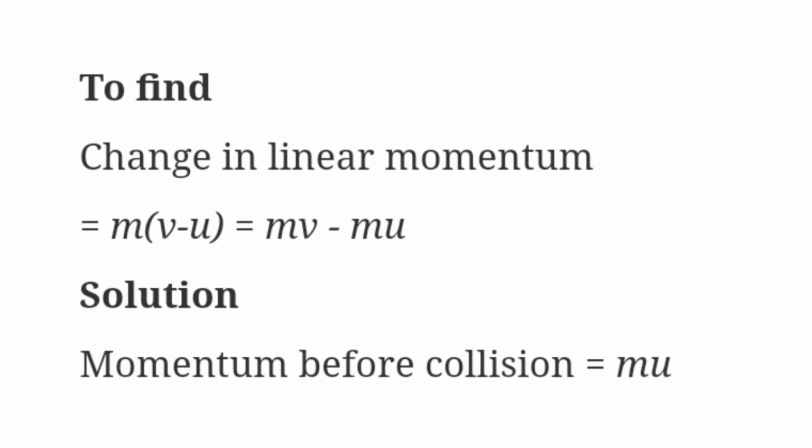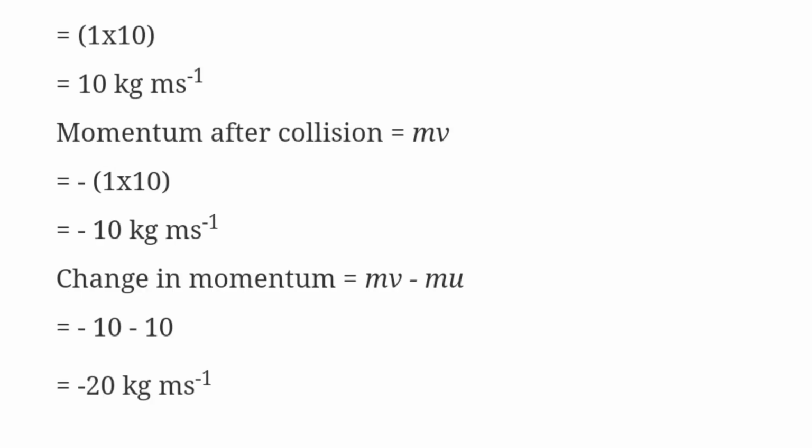Solution: momentum before collision is equal to mu, equal to 1 into 10, which is equal to 10 kilogram m s^-1. Momentum after collision is equal to mv, equal to minus 1 into 10, which is equal to minus 10 kilogram m s^-1. Change in momentum is equal to mv minus mu, which is equal to minus 10 minus 10. Answer: minus 20 kilogram m s^-1.